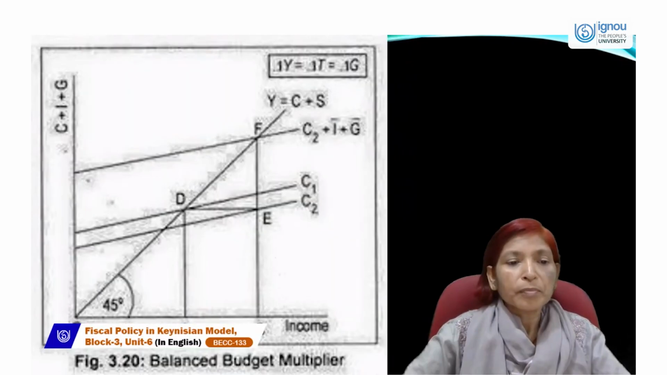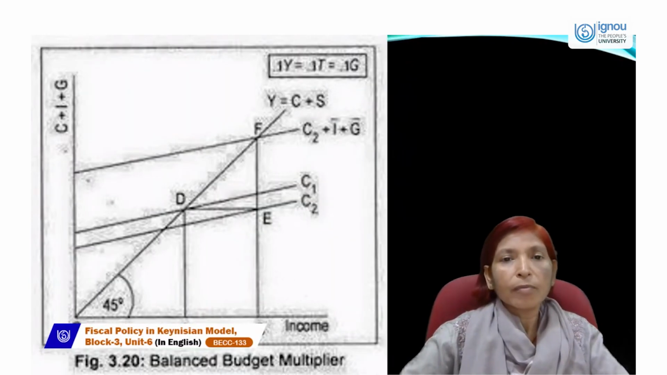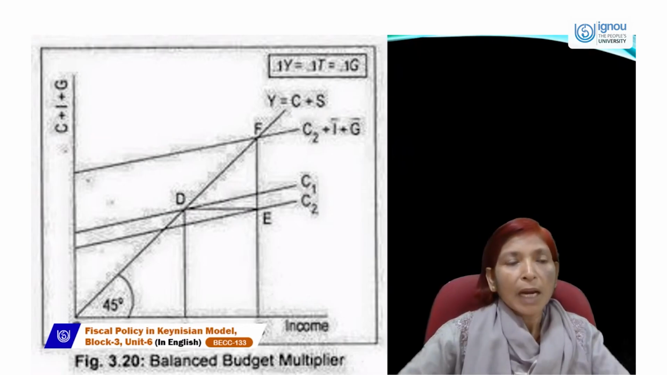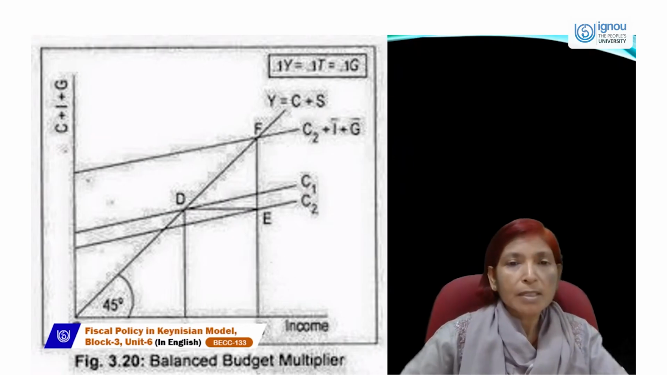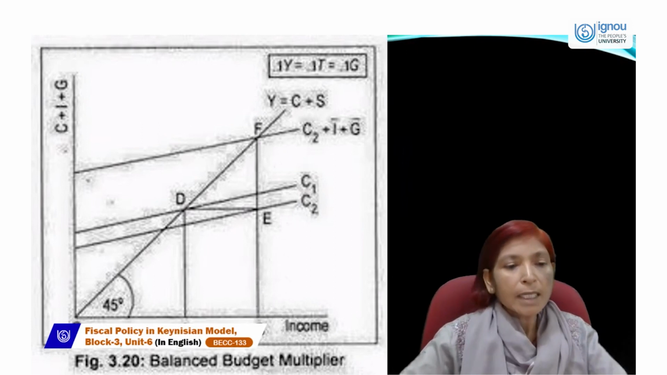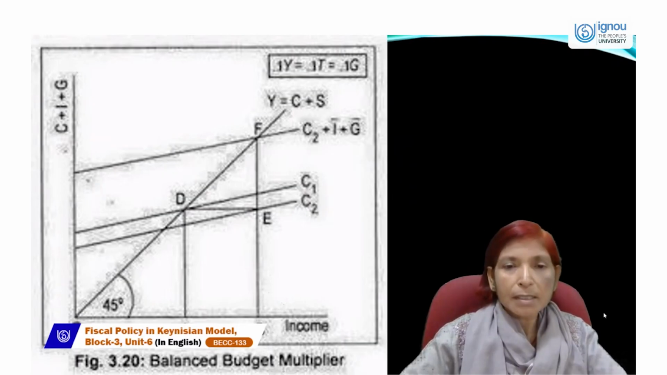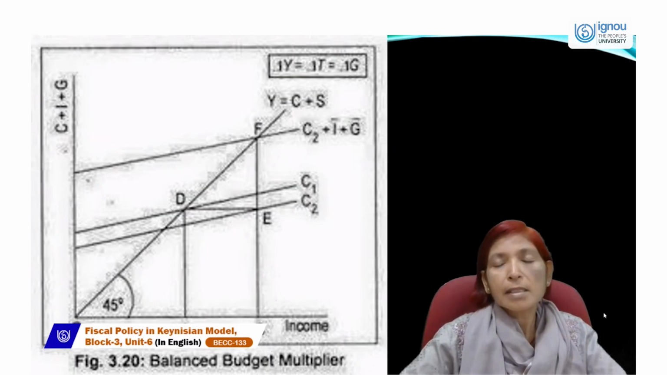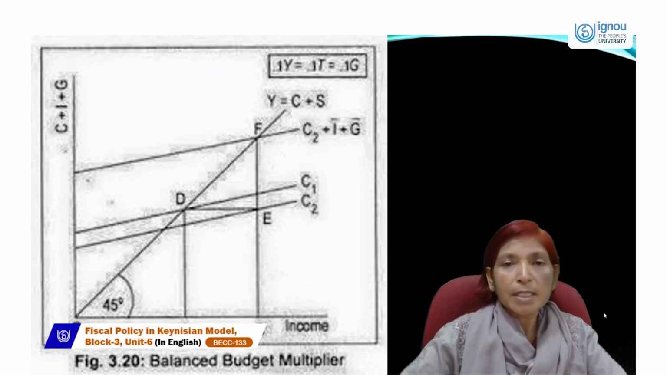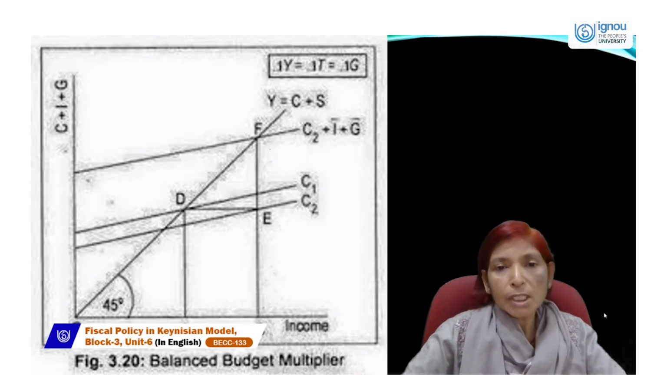Now this is the national income determination. We can derive this curve, and balanced budget we can show with the help of this diagram. Here the line is the 45-degree line. The 45-degree line always represents aggregate supply, and it has two components: one is consumption and the other is saving. So Y equals C plus S always shows the aggregate supply curve, and it always starts from the origin, and it is a 45-degree line.